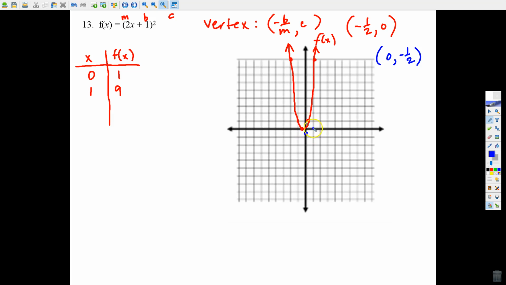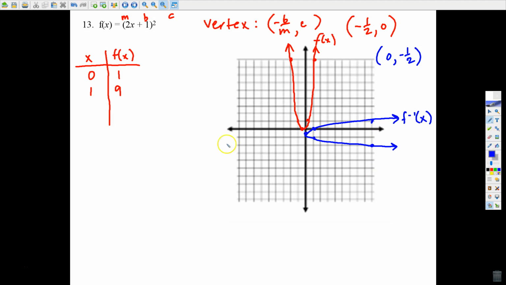So let's plot (1, 0) for the inverse. This is (-1, 1) on the red, so (1, -1) on the inverse. We figured this to be (1, 9) on the red, so (9, 1) will be on the inverse. And this is (-2, 9), so we'll do (9, -2). And that blue parabola that opens to the right is the inverse graph.